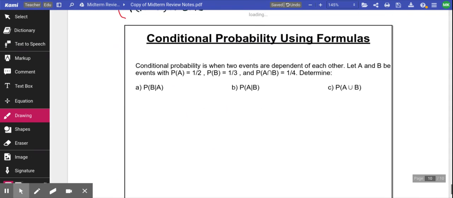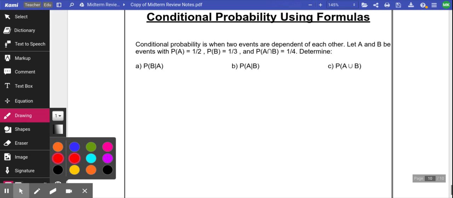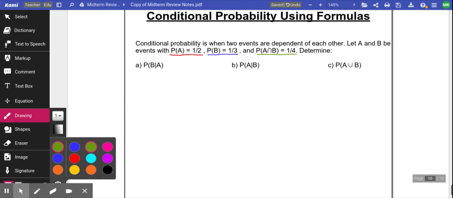Okay, last one. Conditional probability. So that's using the A given B happened. This says let A and B be events. I'm going to underline the information. Probability of A equals 1/2. Probability of B equals 1/3. And the probability of A and B equals 1/4. Determine the probability of B given A happened. That's what this is saying.